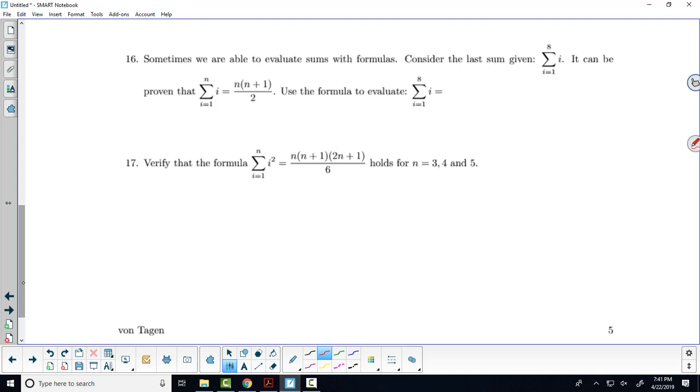In some cases, we can evaluate certain summands with a shortcut formula. Okay? That just relies upon knowing the terminal value of the summand, the final value, the stopping value. So it turns out that if I want to add up the integers from 1 to whatever, I can use that formula. Okay?